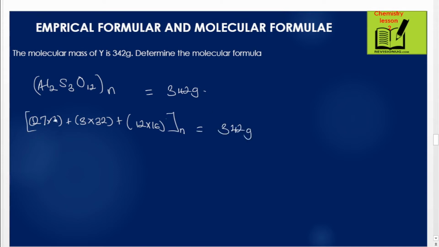Then this 2 by 27 is giving us 54, right?